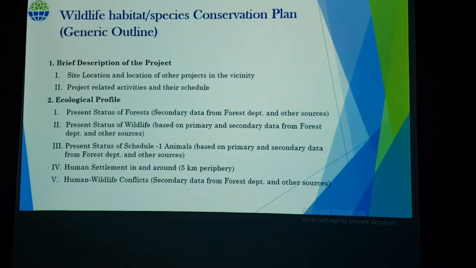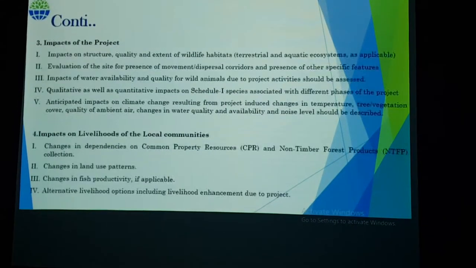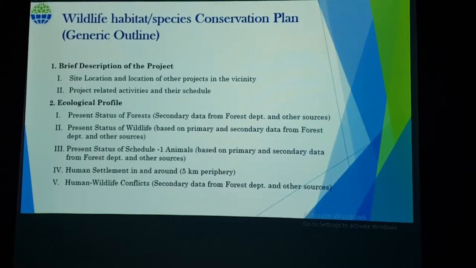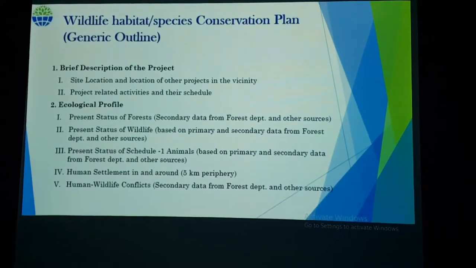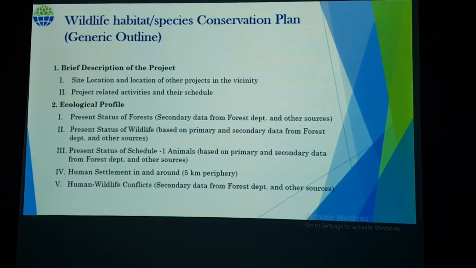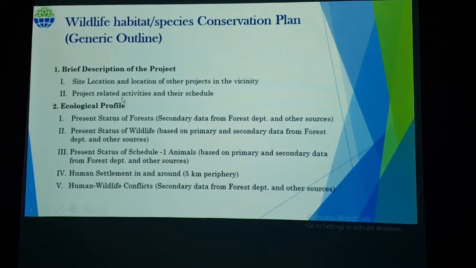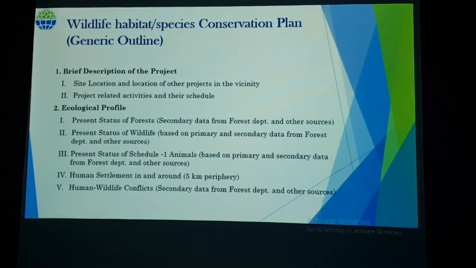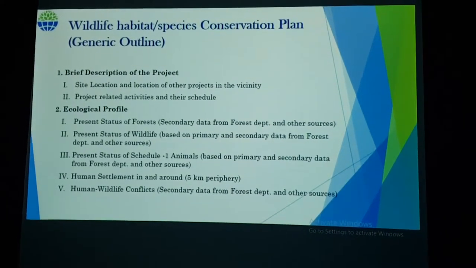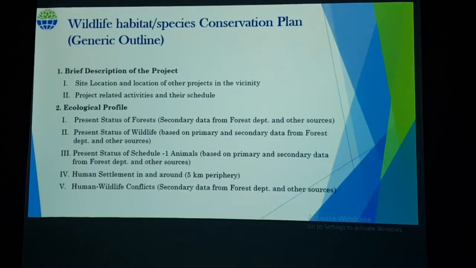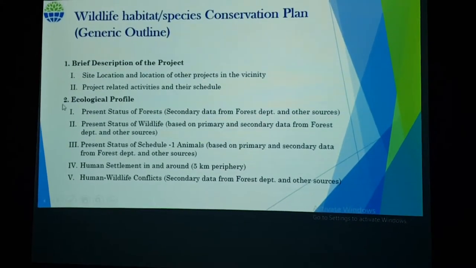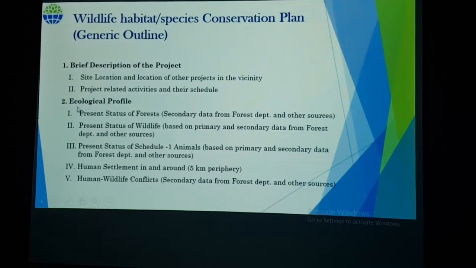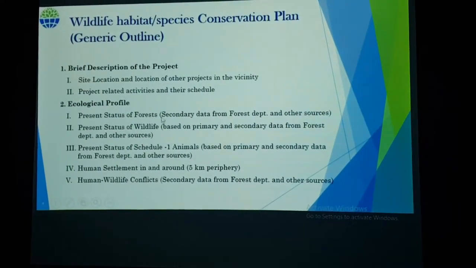It should have about 8 chapters, and chapter 1 should have a brief description of the project, like site location maps, their periphery in the vicinity, then related activity and their implementation schedule, meaning at what time they will complete their construction. And then chapter 2 of the conservation plan should be about the ecological profile, like the present status of the forest.